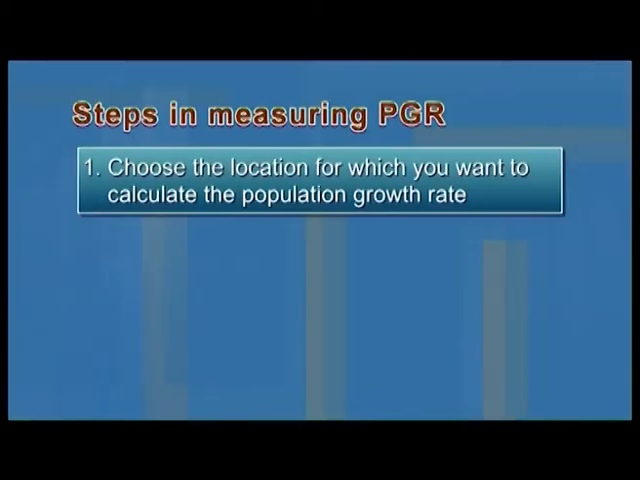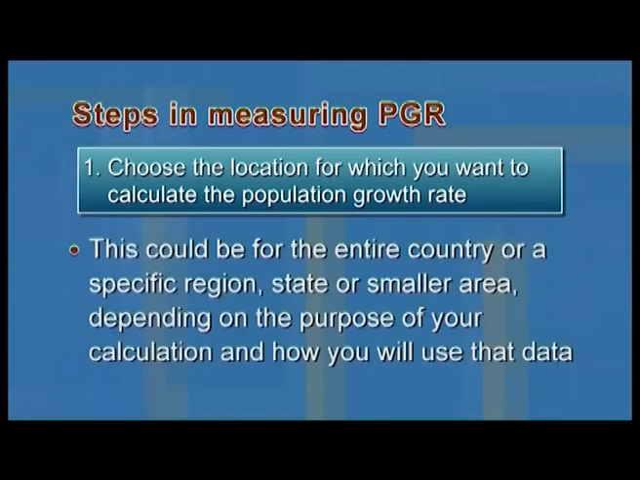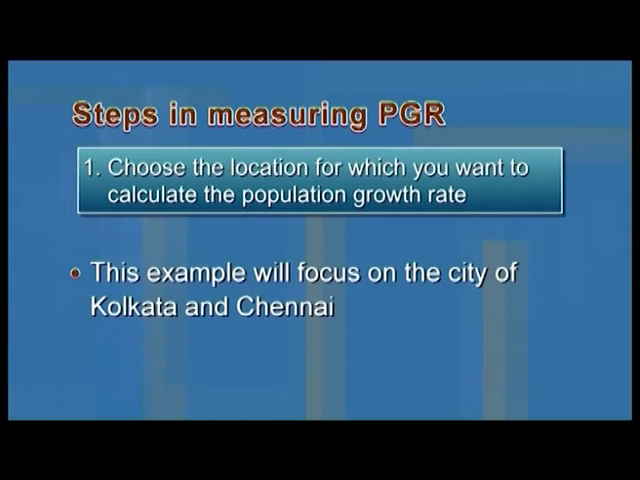Let us discuss the steps in measuring PGR. Choose a location for which you want to calculate the population growth rate. This could be for the entire country or a specific region, state, or smaller area, depending on the purpose of your calculation and how you will use the data. This example will focus on the cities of Kolkata and Chennai.